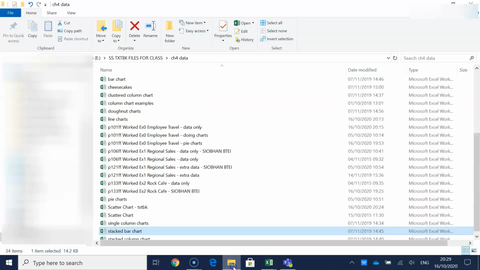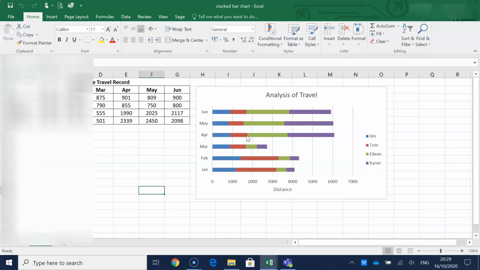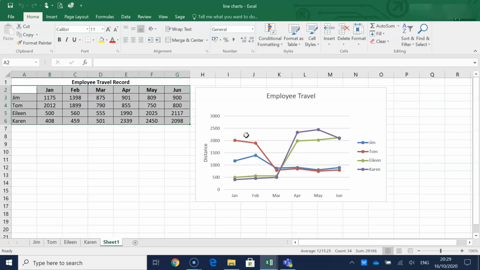Line chart. In a line chart, each number in a data series is represented by a dot. The higher the number, the higher the dot will be above the baseline. So if we look at Tom's figure 2012, for Tom, you can see that that's the highest figure on his line. Dots are joined together to form a line.